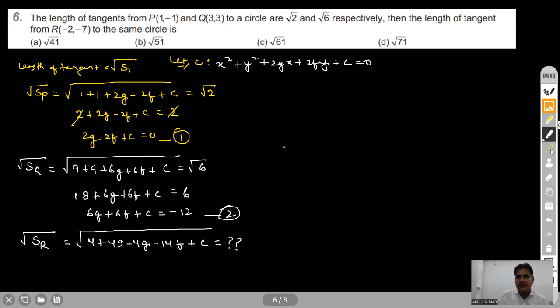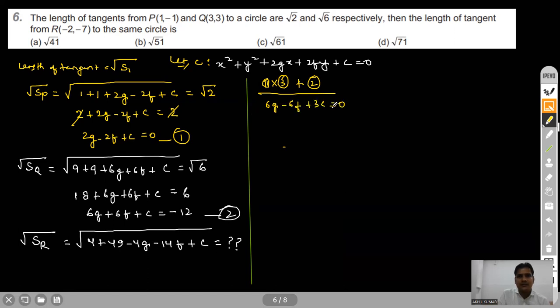So from equation 1 and 2, if you see, if you multiply equation 1 by 3 and then add it with equation 2, this f term will be cancelled out. So this will be 6g minus 6f plus 3c equal to 0. And now I will add it with equation 2, 6g plus 6f plus c equal to minus 12. So minus 6f plus 6f got cancelled out. This is equal to 12g, and minus 12 is also there from equation 2.